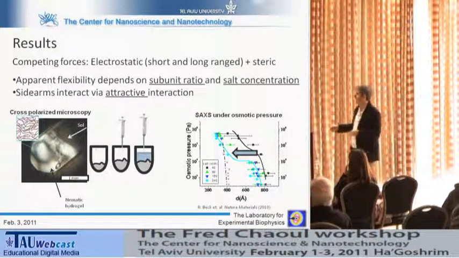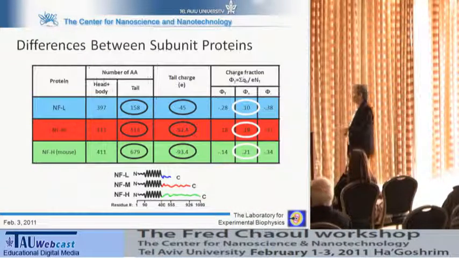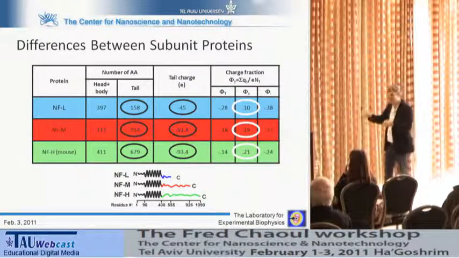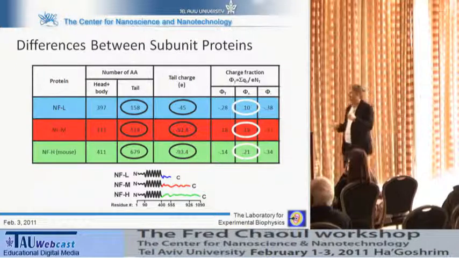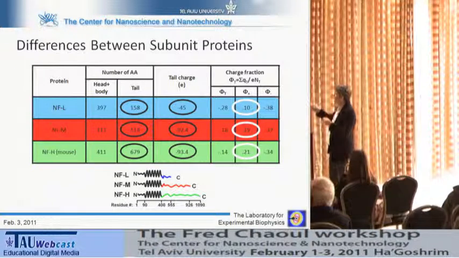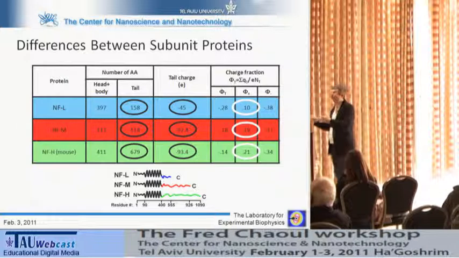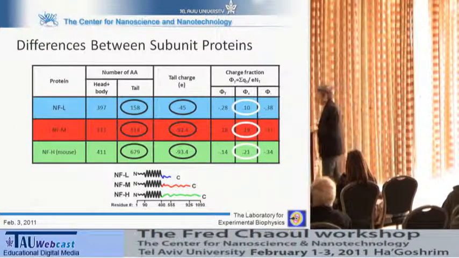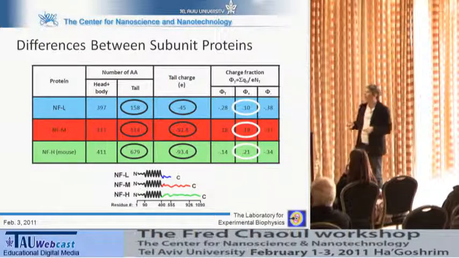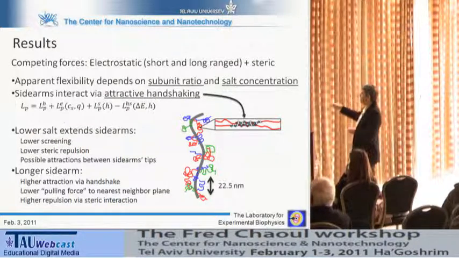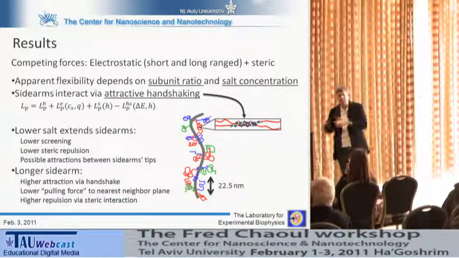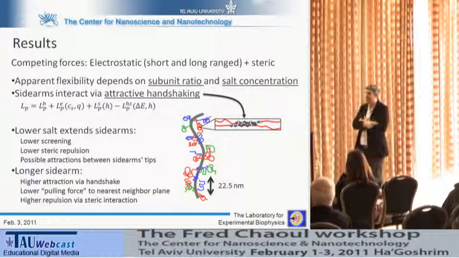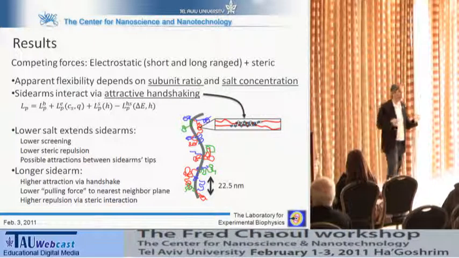And the idea behind this interaction is that when I showed you this table, I didn't show you another part of the table. It's true that they are negatively charged, with about 40% negatively charged, but there is also 20% that is positively charged. So you can find regions along the side arms which are complementary, and by that they attach one to another, just by ionic salt bridges.